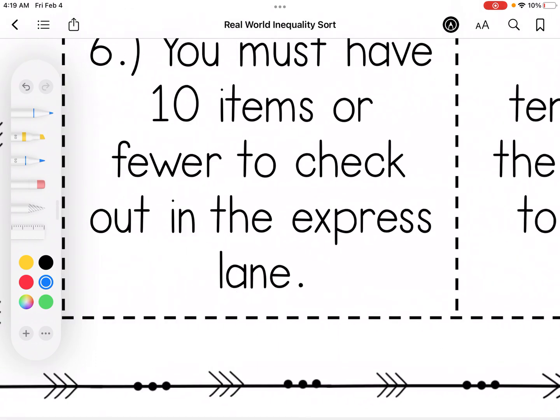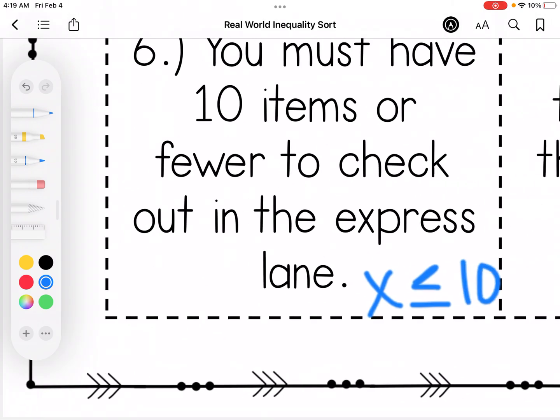You must have 10 items or fewer to check out in the express lane. Sometimes I wonder if people actually pay attention to that. So X has to be less than or equal to 10. Okay, that means you can't have 11. You have to be less than or equal to 10.